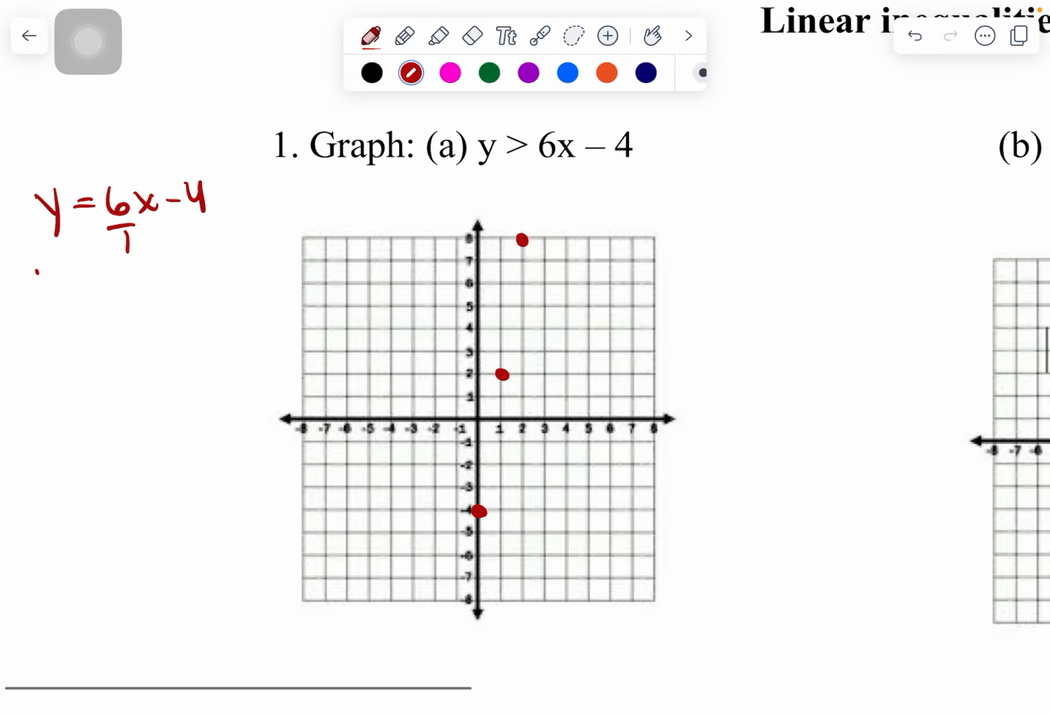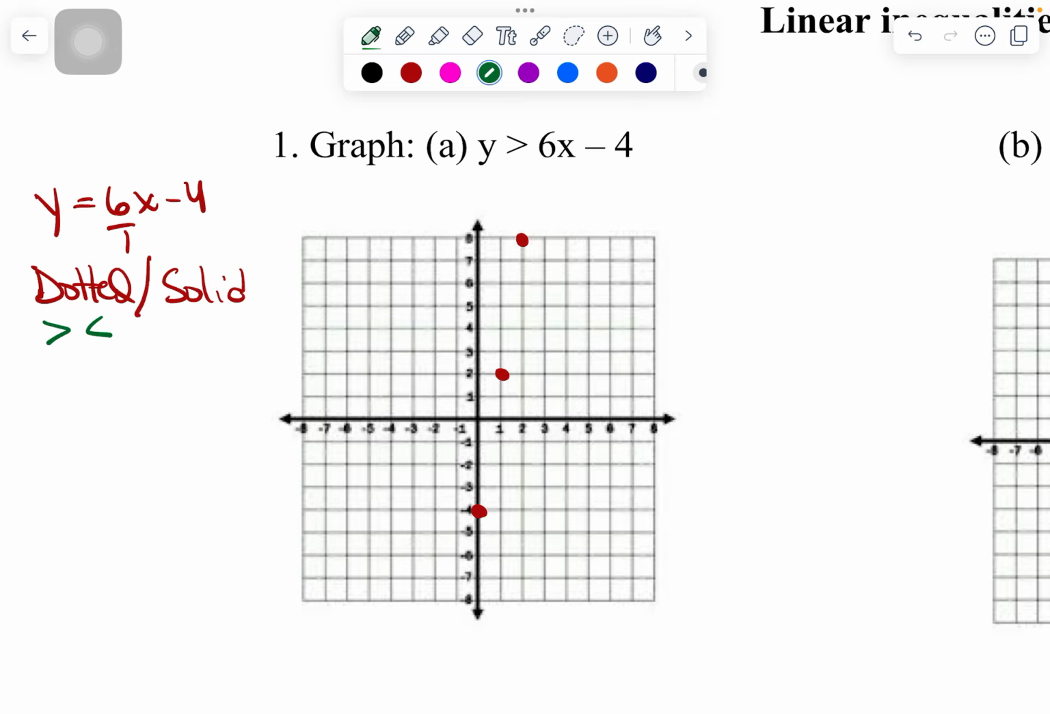Now, back to the inequality part, we're going to figure out, is our boundary line here going to be dotted or solid? As a reminder, if you are looking at an inequality that is greater than or less than, that's going to be a dotted boundary line. If your inequality is greater than or equal to, less than or equal to, that's going to be a solid boundary line. So if we look at our inequality here, this is strictly greater than, so it's going to be a dotted boundary line.